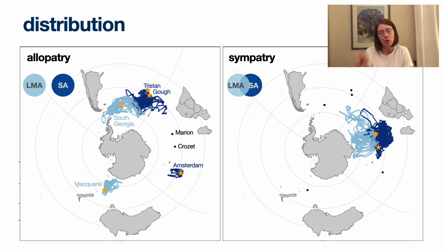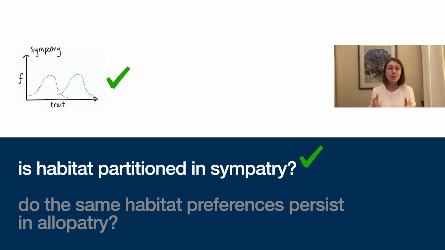And you can see a little bit of overlap right next to the breeding islands themselves, but by and large there's a very clear segregation where sooty albatrosses forage to the north and light-mantled albatrosses forage to the south. It's reasonably clear to see here that foraging habitat just isn't shared between these two species.